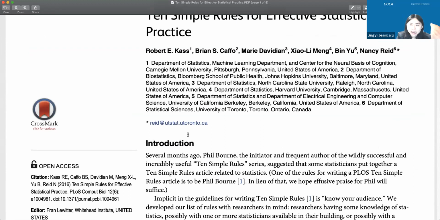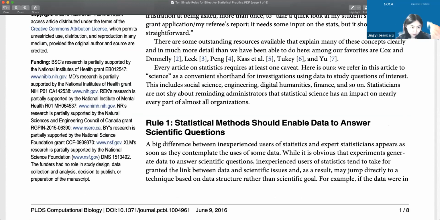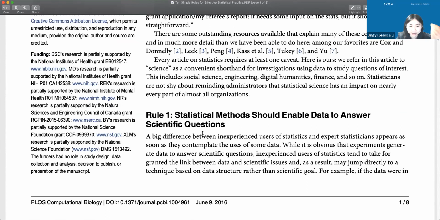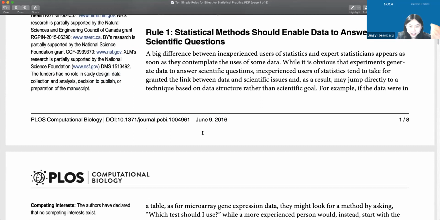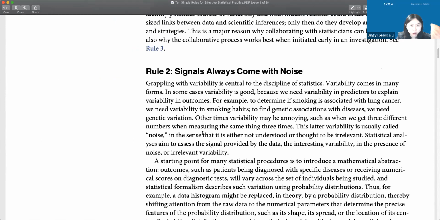The first one is that statistical methods should enable data to answer scientific questions. Okay, this is aligned with that first Science paper. We want to connect scientific questions to statistical methods, and that's the goal of this class. We want to help you see the connection better. Okay, and the second rule is that signals always come with noise.